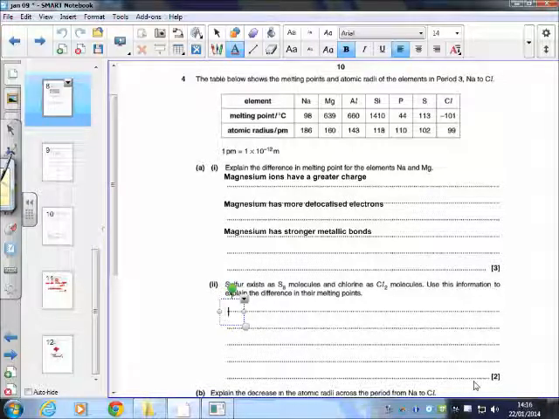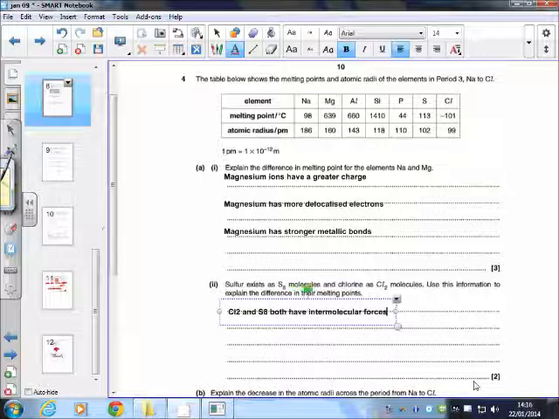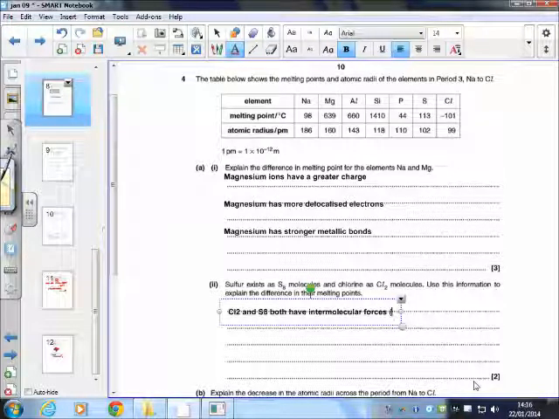So we know that Cl2 and S8 both have intermolecular forces. Both have intermolecular forces. They're both undergoing covalent bonding. Okay, so those intermolecular forces must be van der Waals. Okay, and that'll get you 1 mark.